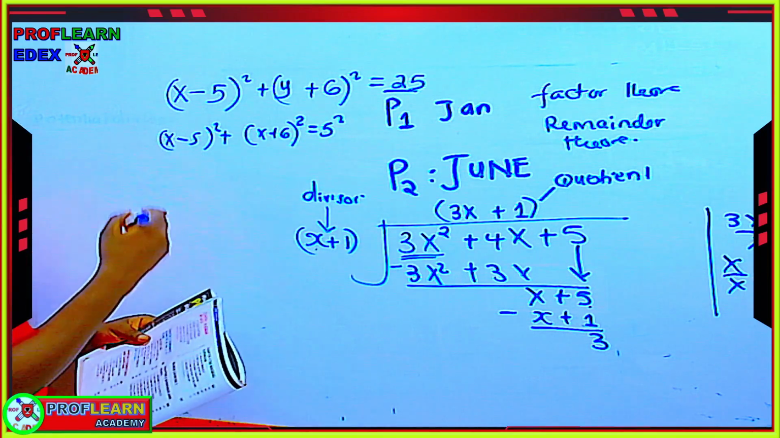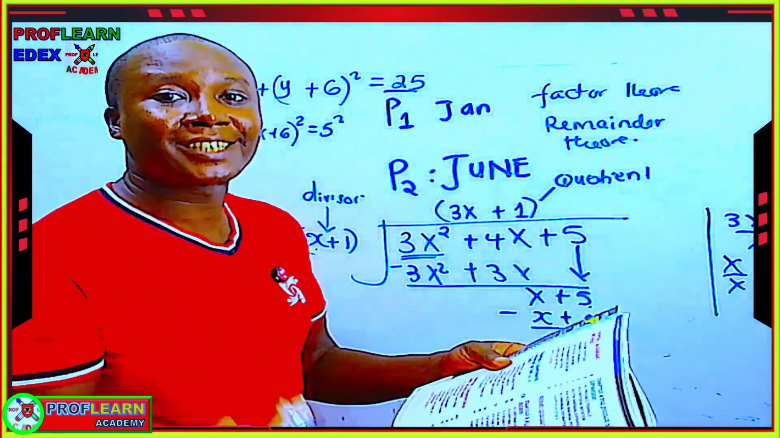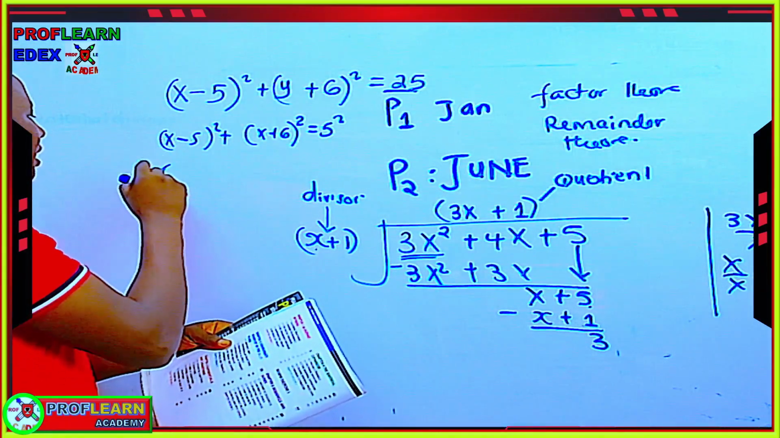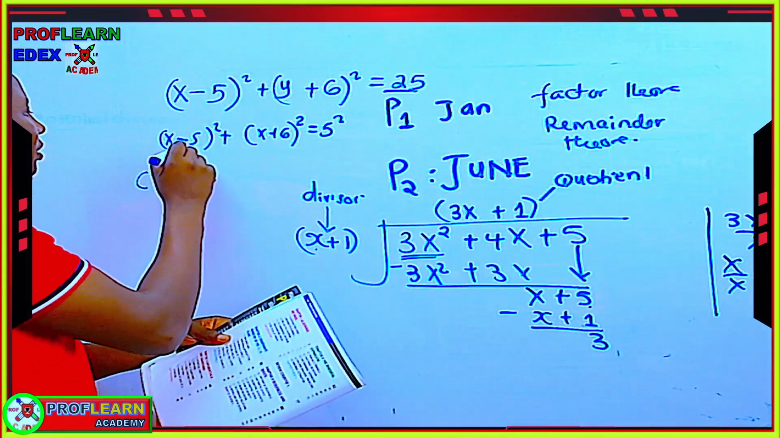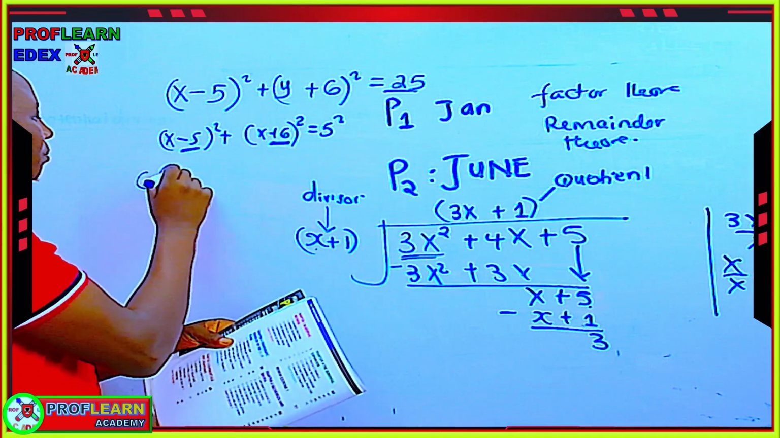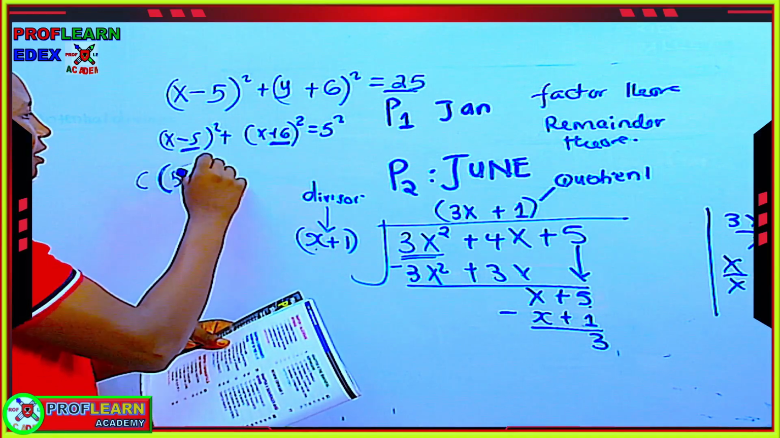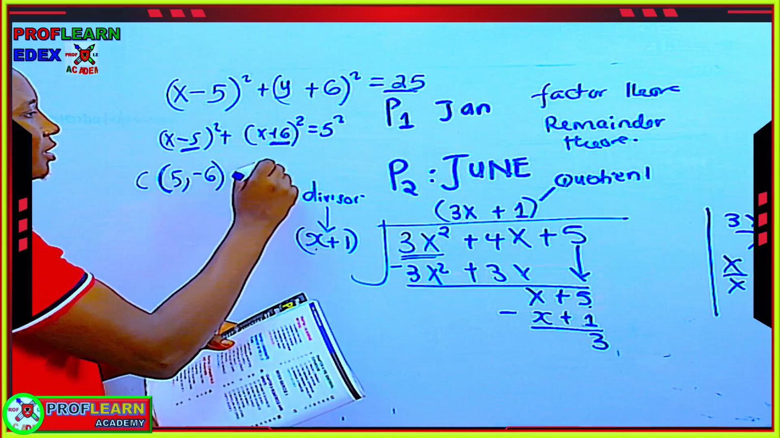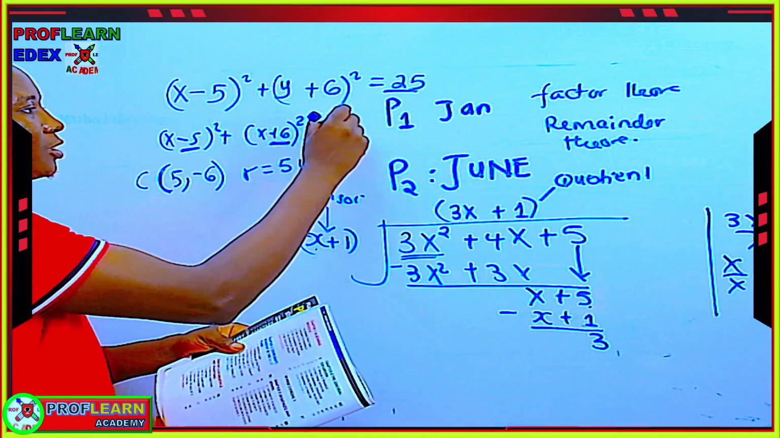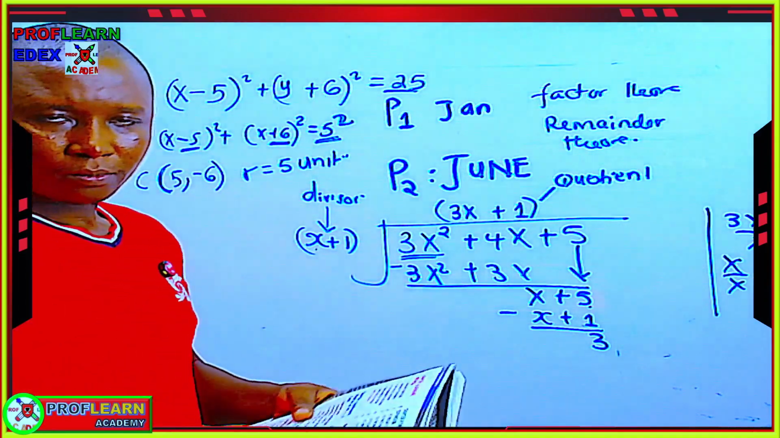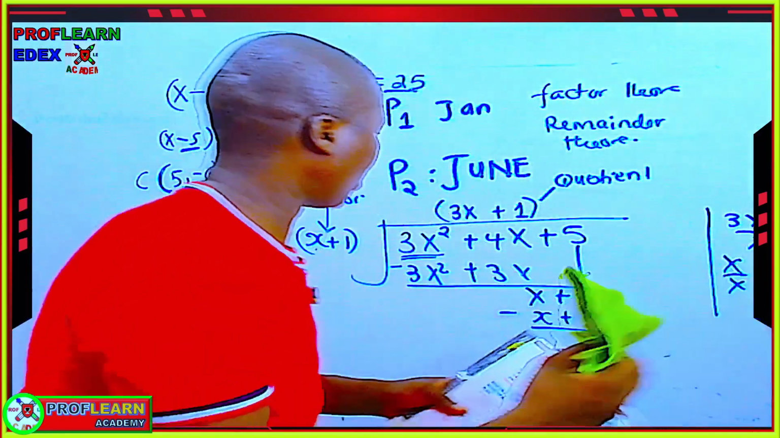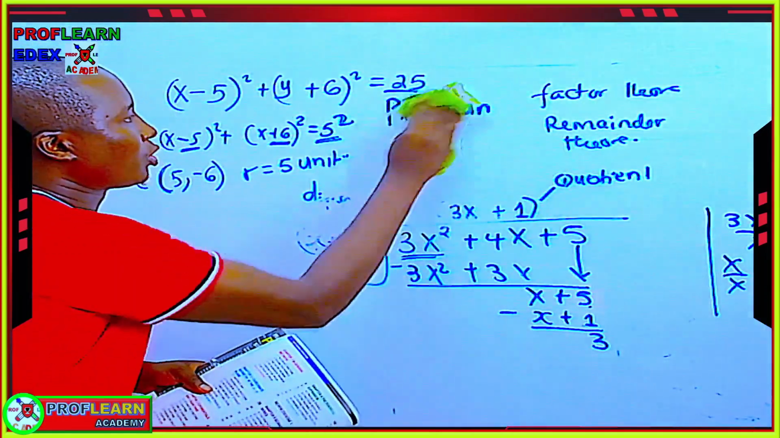So here, if you are asked to state the center of this circle, the center C is going to be, you take the opposite sign of what's in the bracket, so it will be positive 5 and this will be negative 6, and the radius is going to be 5 units. You have to ensure that this is raised to power 2. So those are some of the questions you will be able to see in P2.